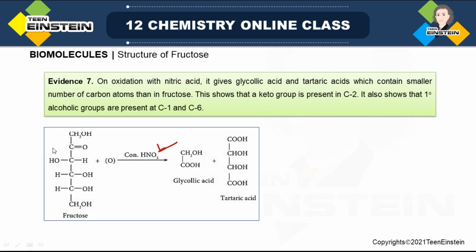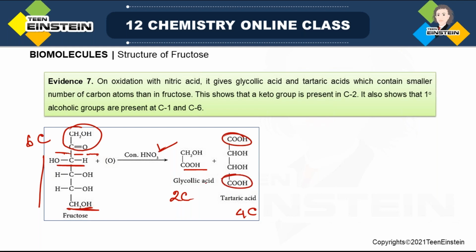So here we have a total of 6 carbons before oxidation. After oxidation it is 2 carbon and 4 carbon. That means the breaking point is somewhere here, right? So from this part, CH2OH and C double bond O is now converted to CO2H. This molecule is known as glycolic acid, and the other part contains 4 carbons. Now these two terminal positions, this is one terminal, this is another terminal, will be converted to CO2H, and this molecule is known as tartaric acid.